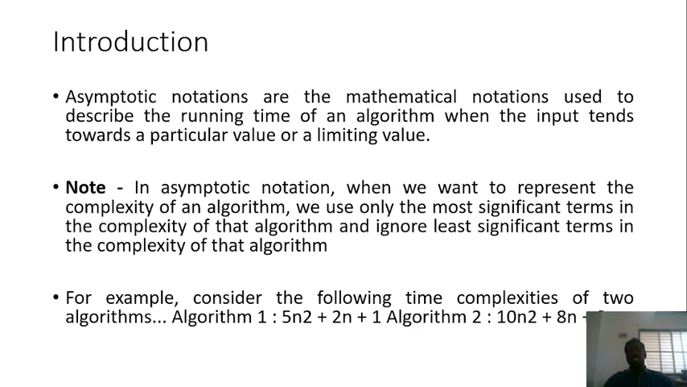How are you going to represent this algorithm? Note that the most significant term will be taken. What is the most significant term here? In 5n square plus 2n plus 1, n square is the most significant term, and 5 is a constant, so we can skip it easily. So we'll have only n square.